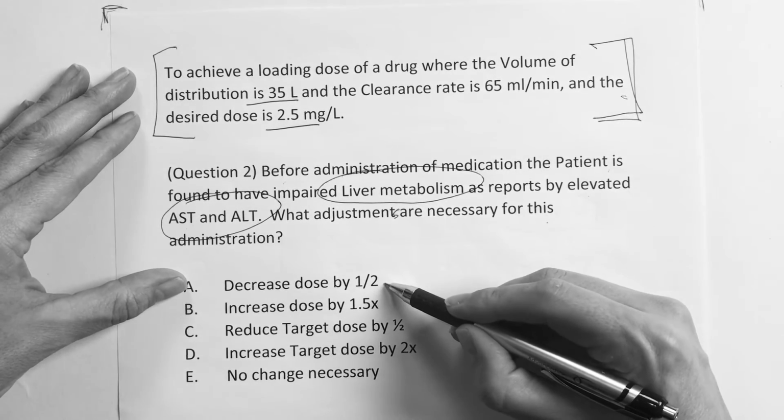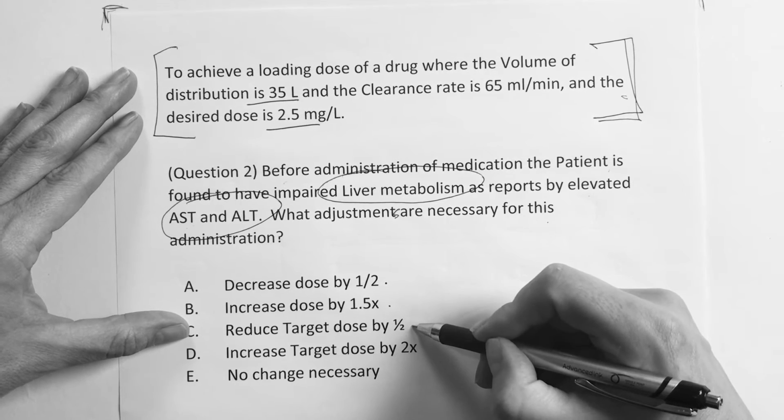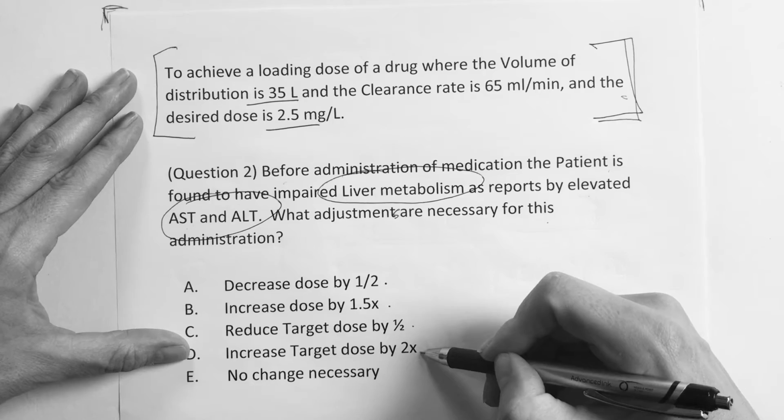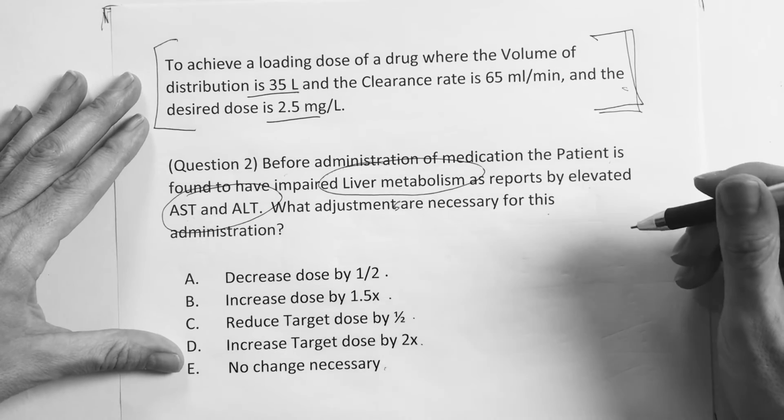Should you decrease the dose by a half? Increase the dose by 1.5? Reduce the target dose by a half? Increase the target dose by 2? Or no necessary change? Now, if you've been listening on this, you would say what?